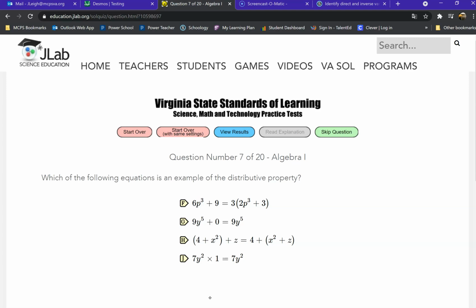Number 7. Which of the following equations is an example of the distributive property? All right, so on F, if we did 3 times 2, that would be 6. And then 3 times 3 would be 9. So our distributive property is actually this first one.